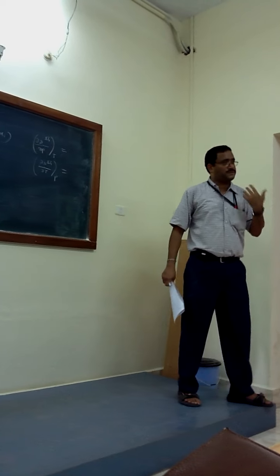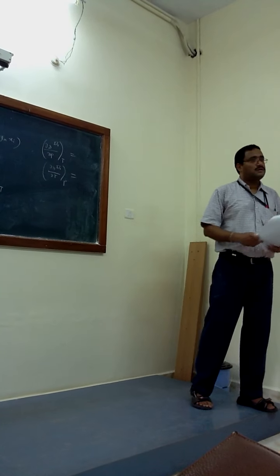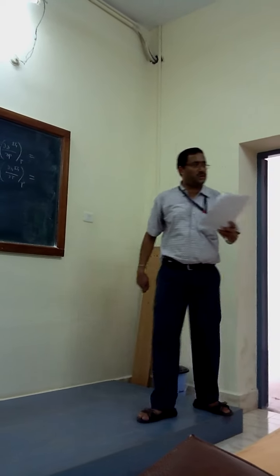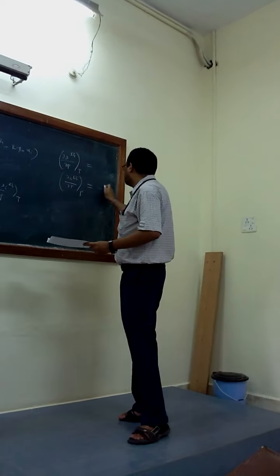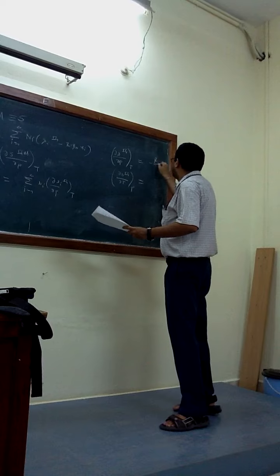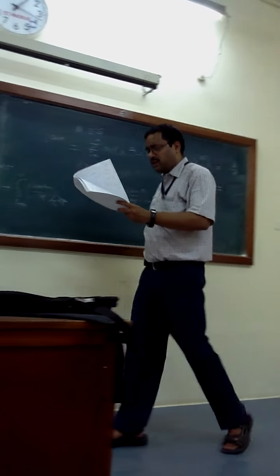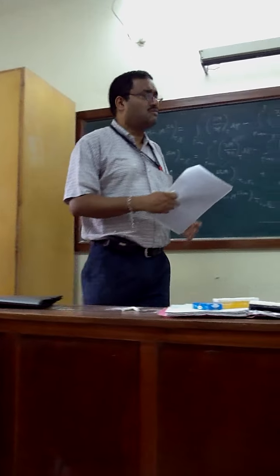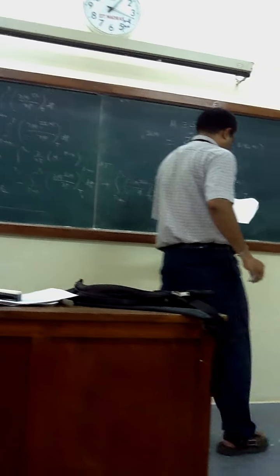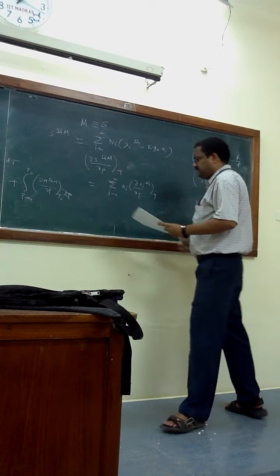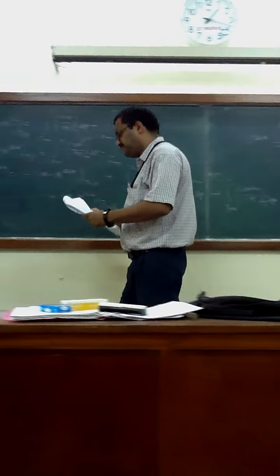Check back your pure substance notes. Yes, from beta it is actually coming. For the ideal gas, that's what I am asking the answer, and it is coming minus R by P. Am I correct? Dou SIG by dou T at fixed P, how much is it? What is that? Cp IG by T.